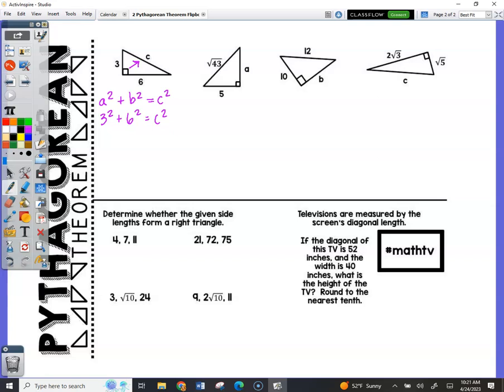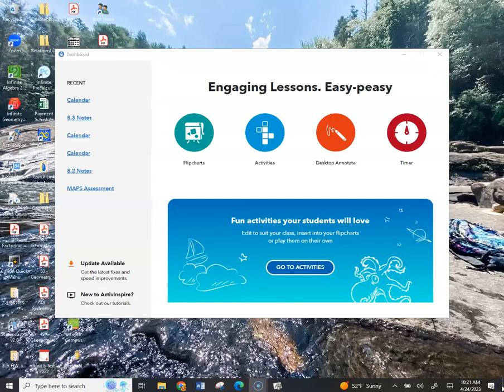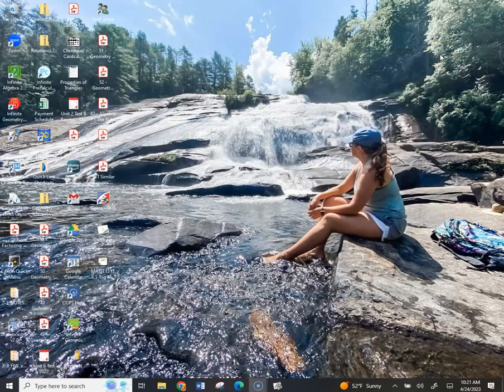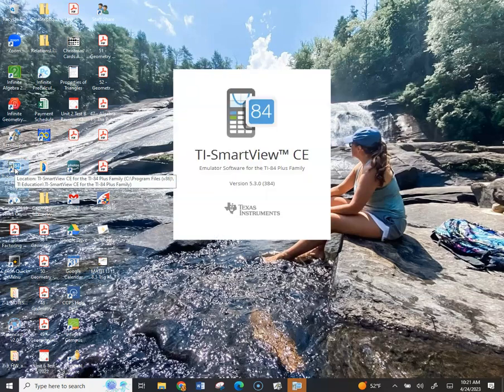All right, so now it's a basic equation we need to solve for C. Go to your calculator, enter the 3 squared plus 6 squared. If you can't do that in your head, let me pull my calculator up. 3 squared plus 6 squared.